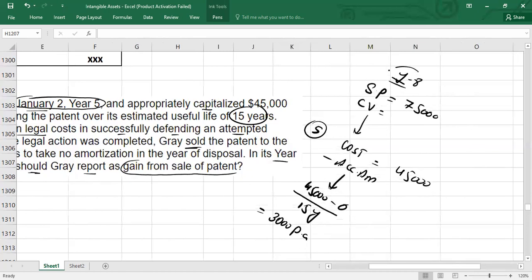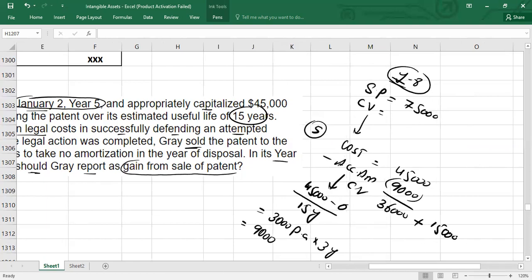And you sold it in year 8. It means you are going to amortize for 3 years, for years 5, 6, and 7. Why 5? Because you acquired at the start of year 5. So you will just multiply by the 3 years. You will get accumulated amortization of 9,000 for the initial cost. If you subtract, you will get 36,000 carrying value for the initial cost. But there is another point. What is the point? In year 8, you also incurred legal cost to defend your patent, and you were successful in that. It means the legal cost you will also add in this carrying value, which is 15,000.